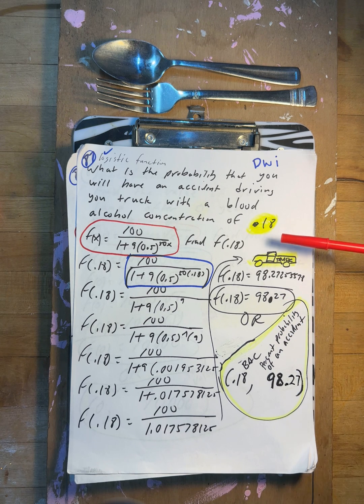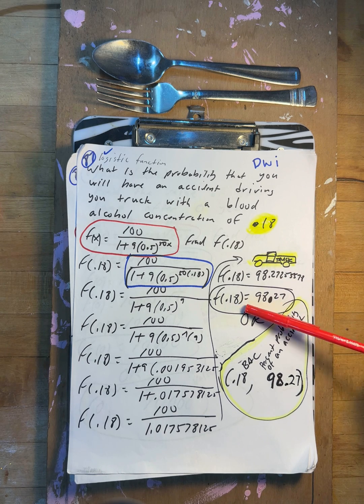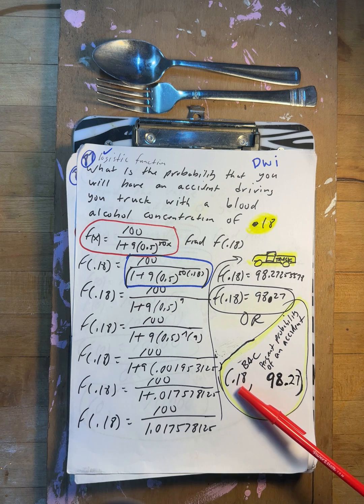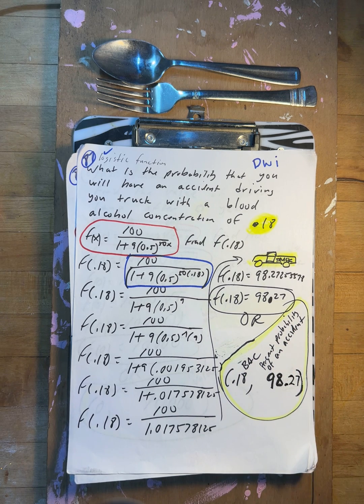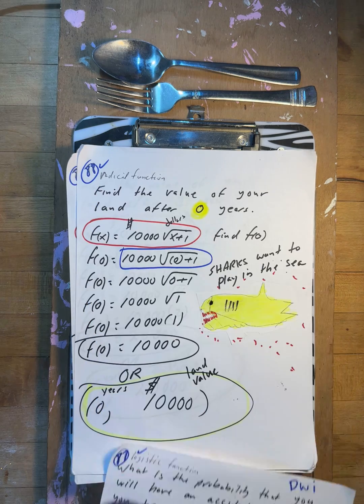So your blood alcohol, 0.18, and in Texas 0.08 or more is DWI. But 0.18, way beyond the limit. Probability at 0.18 blood alcohol, percent probability of an accident, 98.27% chance of an accident. Bad news.